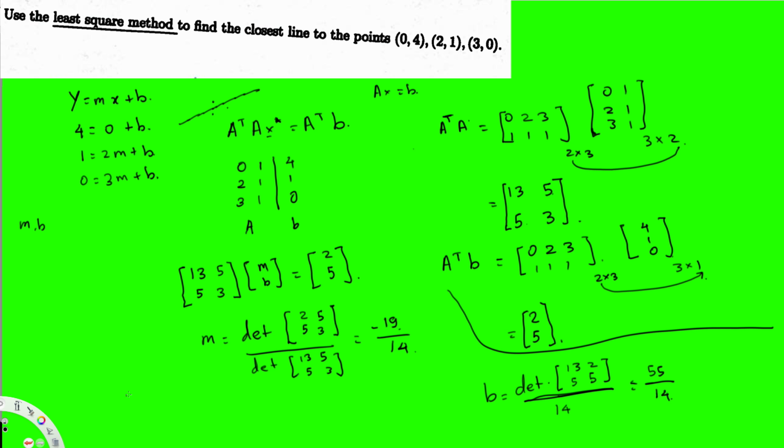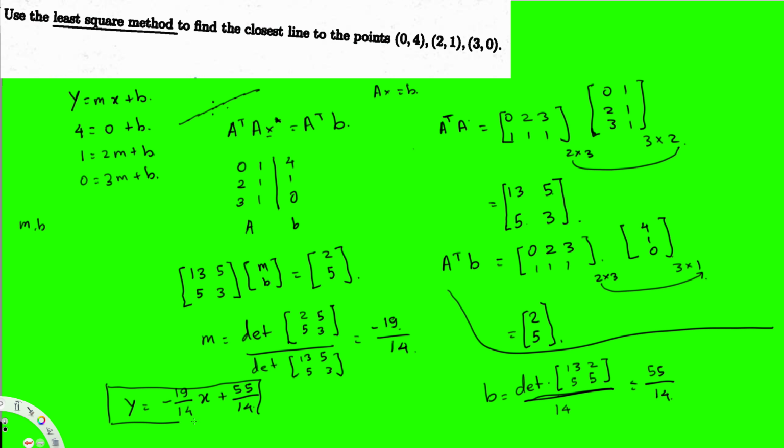Therefore now we can write the equation of the closest line. That's going to be y equals mx plus b. So instead of m, I can plug in this value, minus 19/14, x plus 55/14. So this is the final answer for this question.